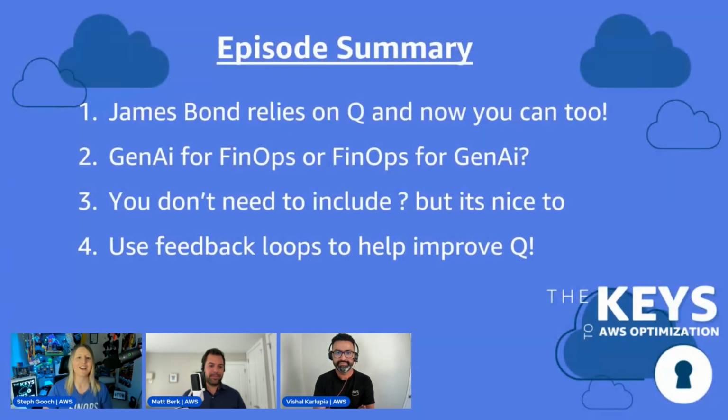So today, James Bond relies on Q, and now you can too. Ugh, that's clever. I didn't even think about James Bond. Gen AI for FinOps, often asks us, let's say, an age-old question, or a 2-month-old question probably. You don't need to include the question mark, but it's nice if you do. So let's be polite to our Gen AI overlords and use feedback loops to help improve Q. Yes, and the same for all of our services. Remember, we're always looking out for your feedback when it comes to them.